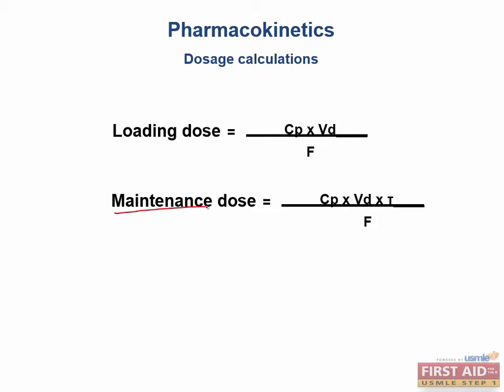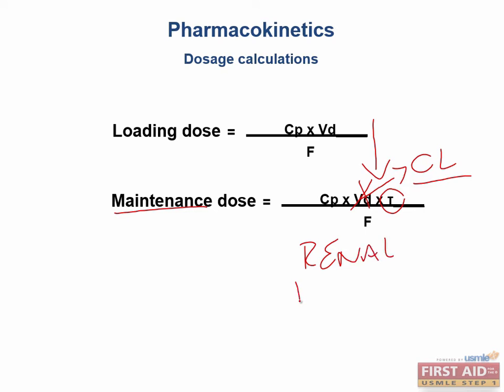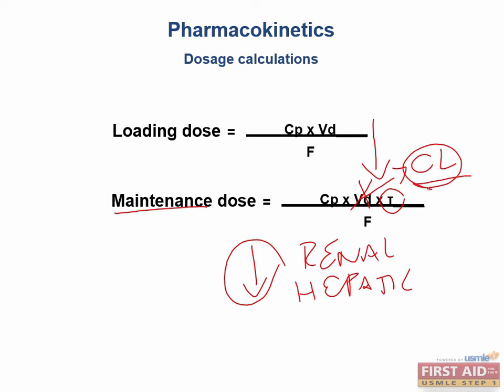The maintenance dose is basically the exact same equation, except that we switch out volume of distribution for the clearance, and then we multiply by this fancy T called the tau. Why? Well, now we're worried about maintaining a certain plasma concentration, not establishing one. In order to maintain a certain concentration, we have to take into account the rate at which the kidneys and liver are eliminating the drug or clearing it from a given volume of plasma. Now, if someone has renal or hepatic disease, the maintenance dose decreases because the renal and hepatic clearance is lower. Therefore, this value will be smaller in our calculation and will drop the overall number.